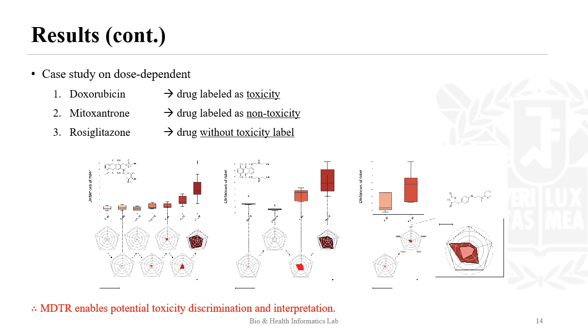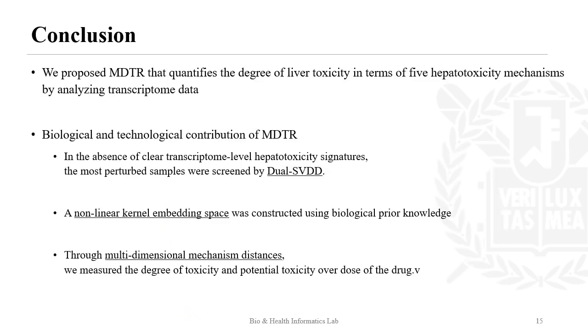Lastly, we performed a case study and it was shown that the MDTR has interpretive power according to the dose of the drug and can determine the potential toxicity of the drug through the change in the distance. So, to summarize, in this study we proposed the MDTR, which measures the degree of toxicity according to the 5 liver toxicity mechanisms in transcriptomic data.